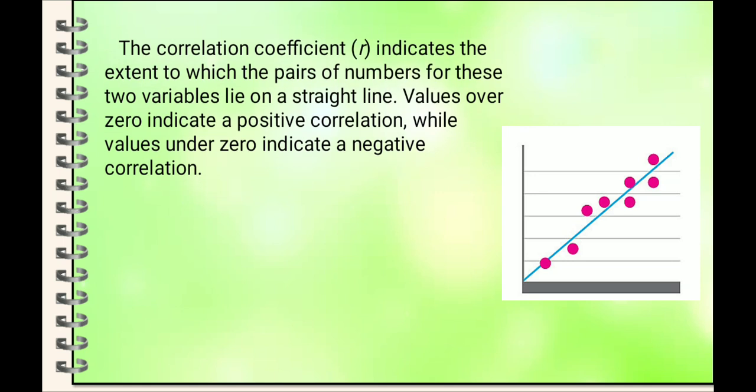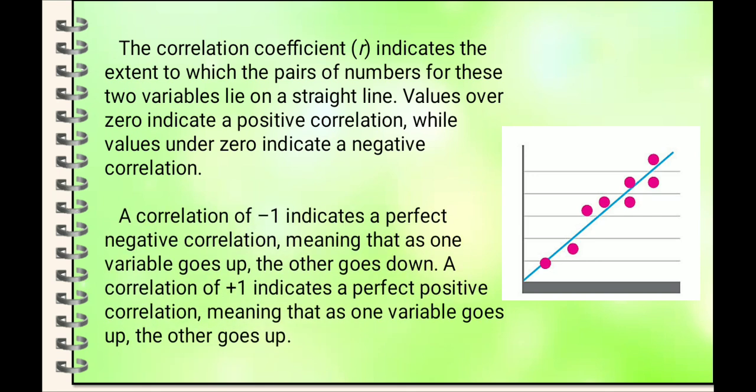The correlation coefficient, or r, indicates the extent to which the pairs of numbers for these two variables lie on a straight line. Values over 0 indicate a positive correlation, while values under 0 indicate a negative correlation. A correlation of -1 indicates a perfect negative correlation, meaning that as one variable goes up, the other goes down. A correlation of +1 indicates a perfect positive correlation, meaning that as one variable goes up, the other goes up.